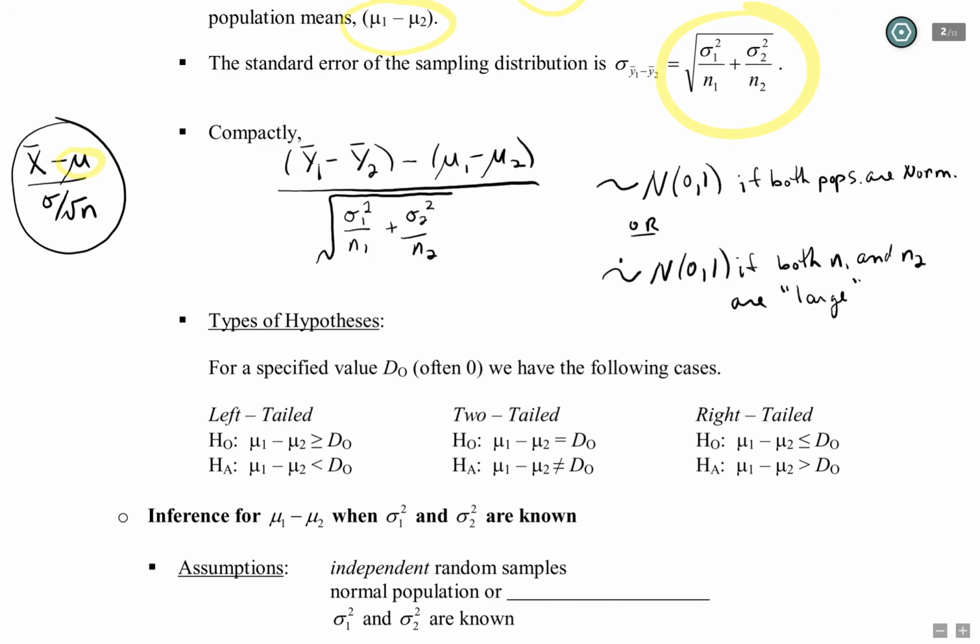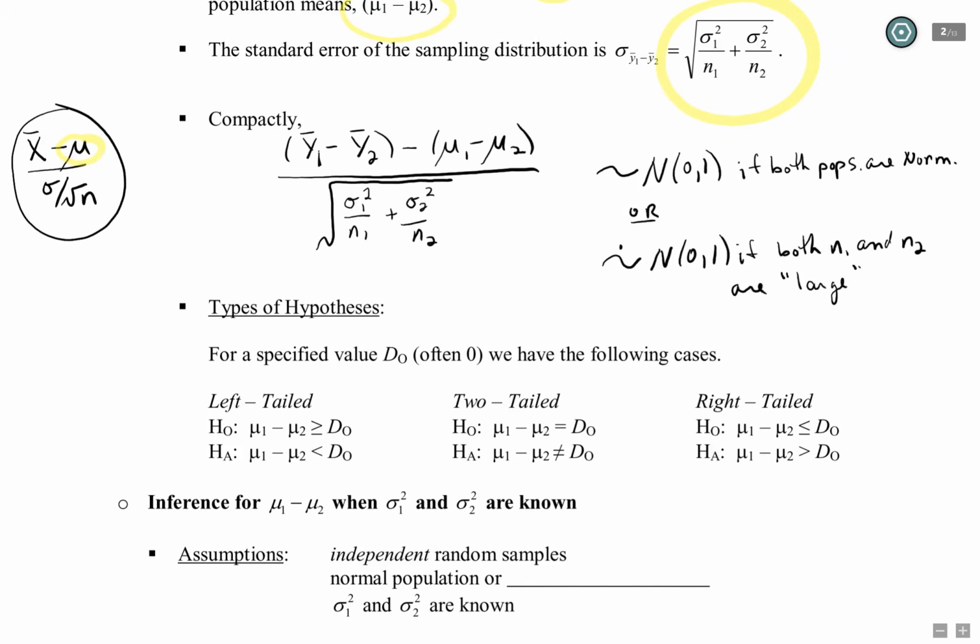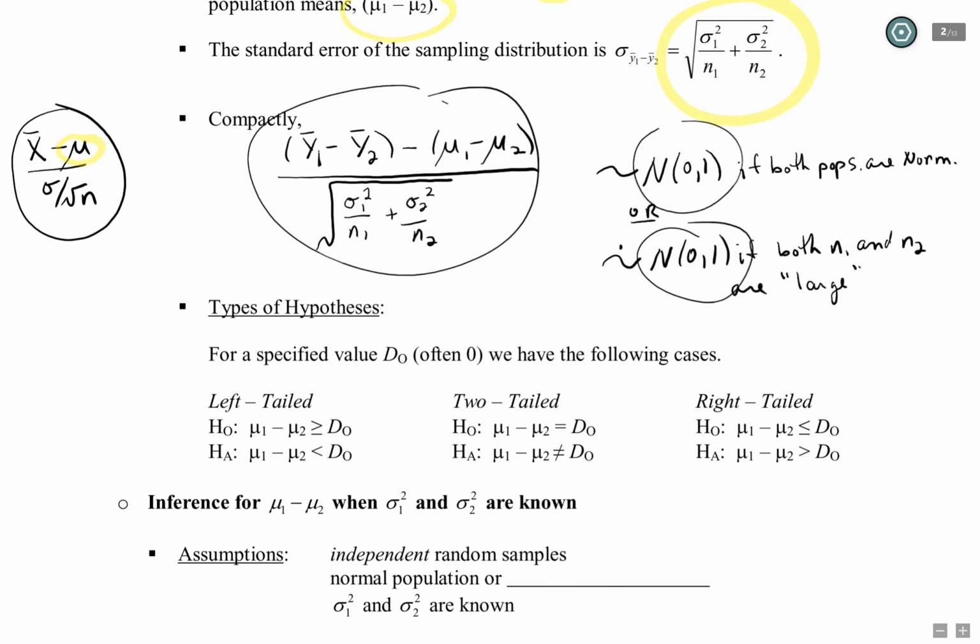Your book may use that sort of language. A pivot quantity is basically a function of an estimator and the parameters whose distribution does not depend upon the parameters, and that's what we have here. This is that function, and these distributions do not depend upon mu1 or mu2.